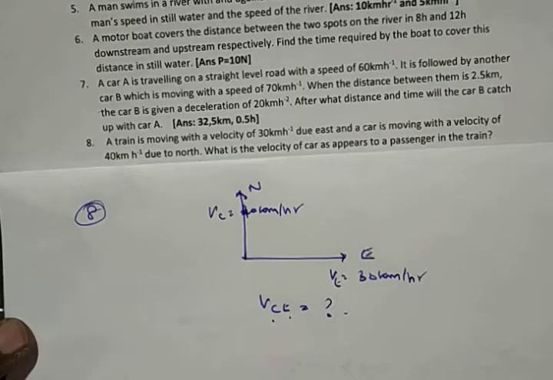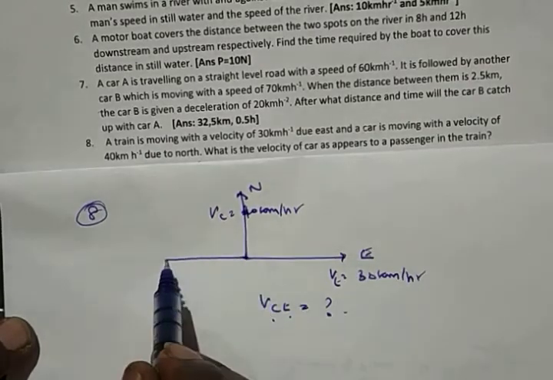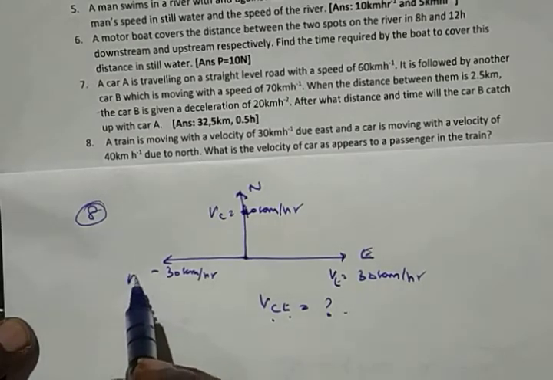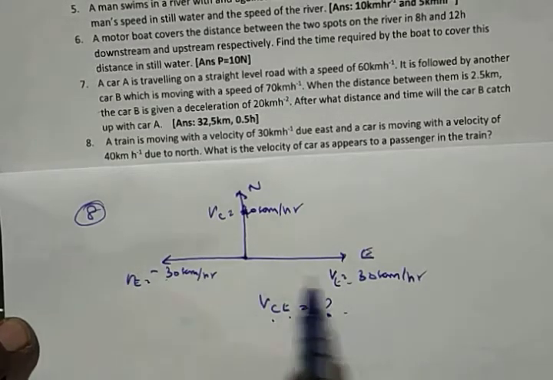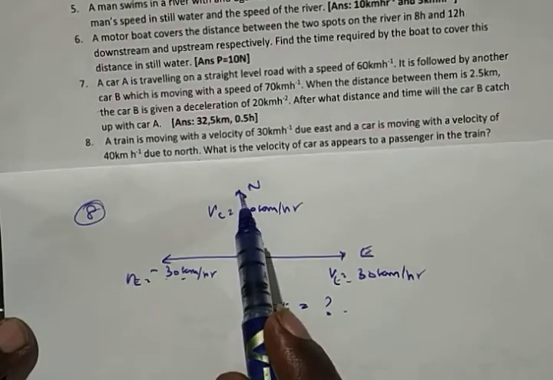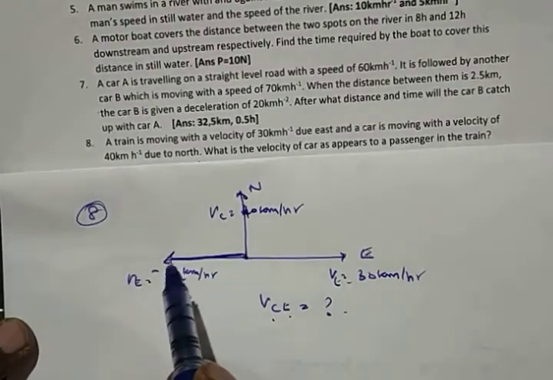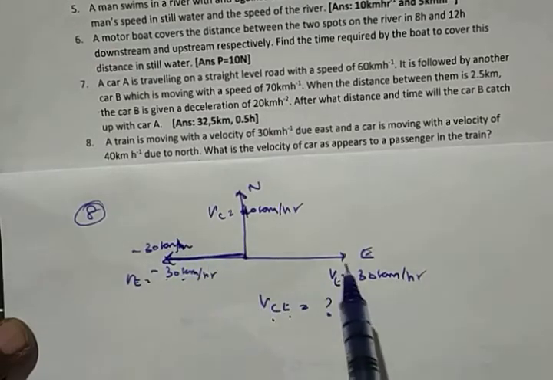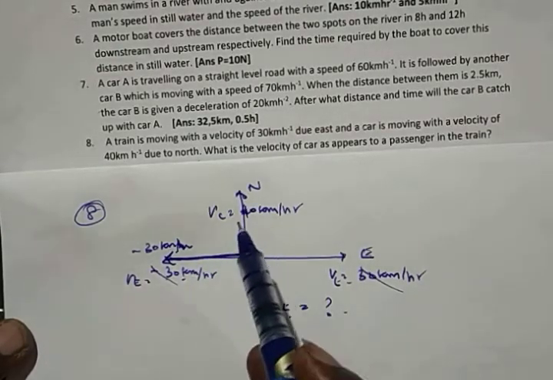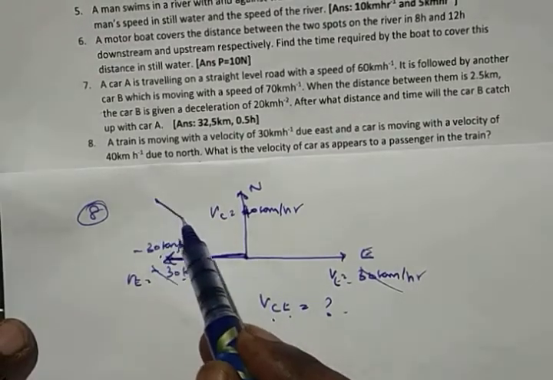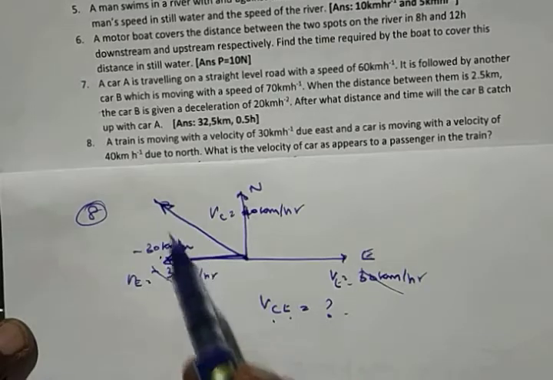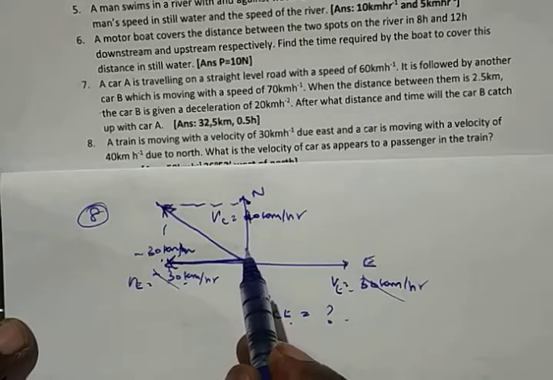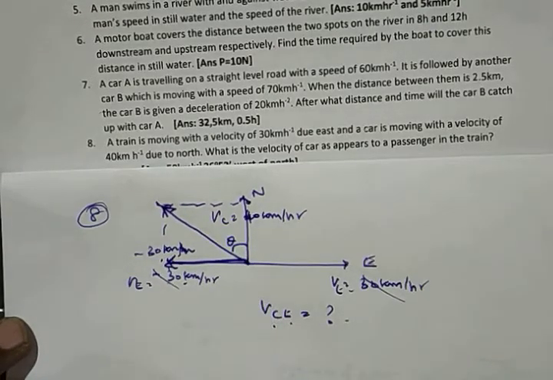Now we can easily do one thing. This is the train velocity. Impose an equal and opposite velocity here, minus 30 kilometers per hour for Vt, so that the train is brought to rest. If you bring the train to rest, you need to put the same equal and opposite minus 30 kilometers per hour for the car also, so that this one and this one get cancelled. These two, 40 and 30, will have a resultant in this direction, and you will be able to see the angle theta here.